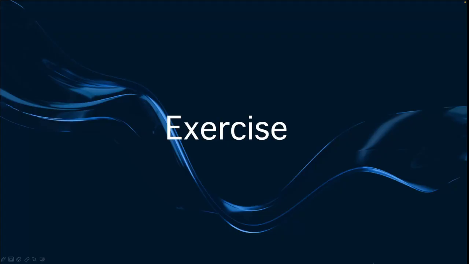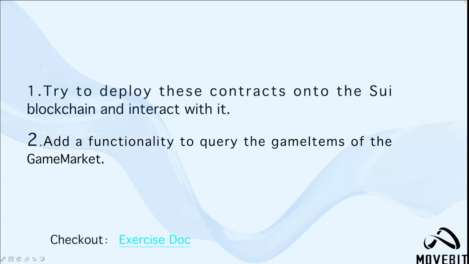Finally, we'll do a Move exercise to consolidate our knowledge. This exercise will involve structure definition, ability usage, function implementation, and return values, etc. Firstly, you'll try to deploy those contracts onto the Sui blockchain and interact with them. Then you add a functionality to query the game items of the game market. You should be able to check out the reference of our exercise doc here.